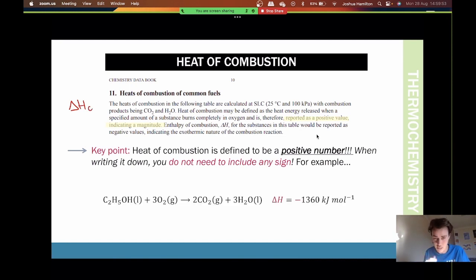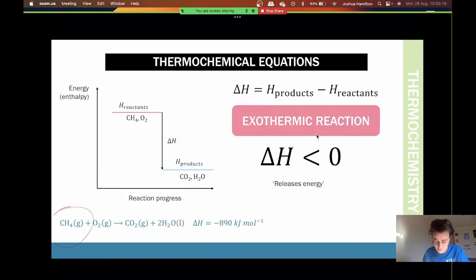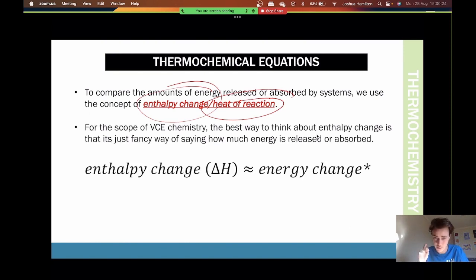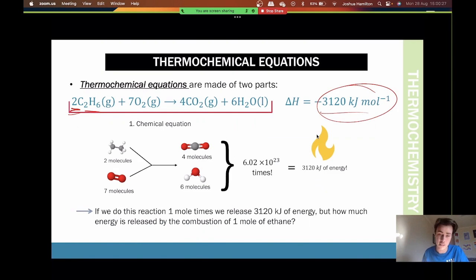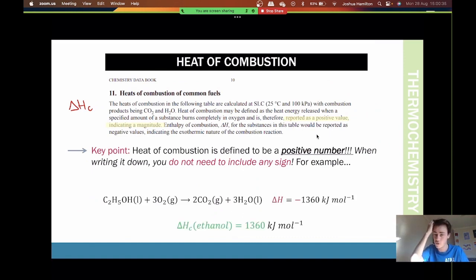When they are a heat of combustion, delta HC, they do not have a sign. So delta HC of ethanol is 1,360 kilojoules per mole. However, you are never going to put a delta HC, or a heat of combustion, on a thermochemical equation. On a thermochemical equation, you are always going to have an enthalpy change, or a heat of reaction. Enthalpy change, heat of reaction, that is a delta H. That requires a sign, as you can see on this. A delta HC is a heat of combustion, and it does not have a sign. It is assumed positive because it's just showing how much energy is either released or absorbed. It doesn't discuss that side of things. It's just your delta H. So delta HC, so heat of combustion.